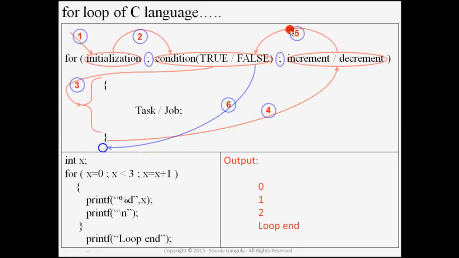After that, the cursor comes again to the condition section. If the condition becomes true again, then the cursor directly comes into the scope again. If the condition becomes false, then the cursor will directly come here, to the next line after the closing bracket.